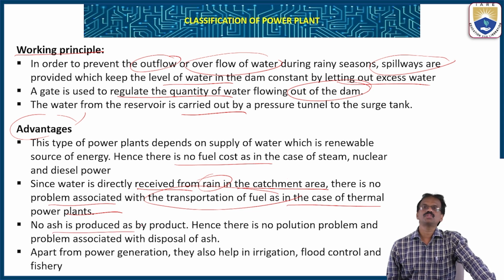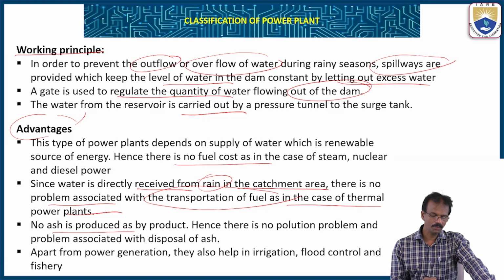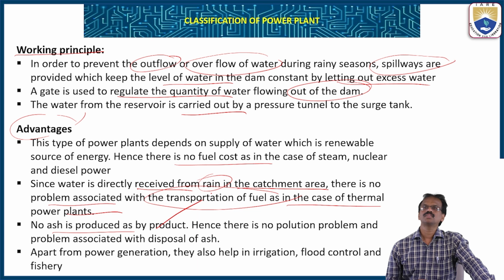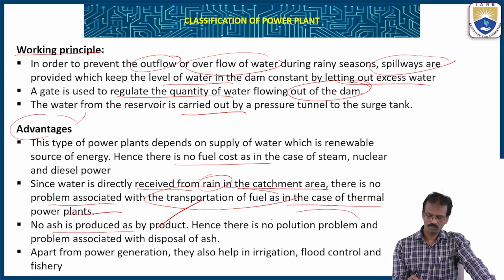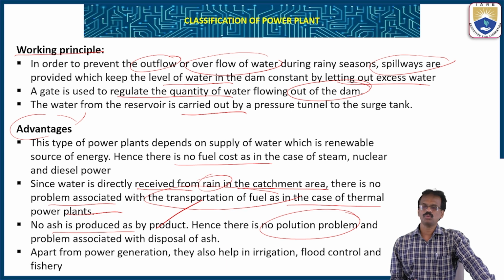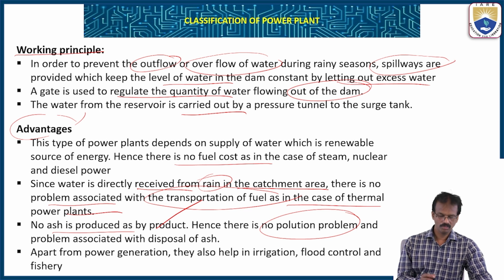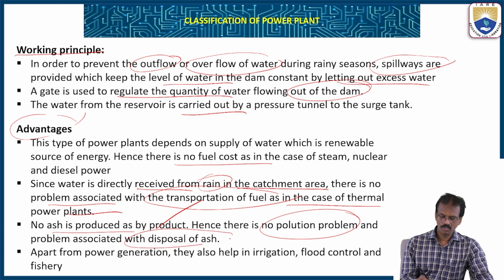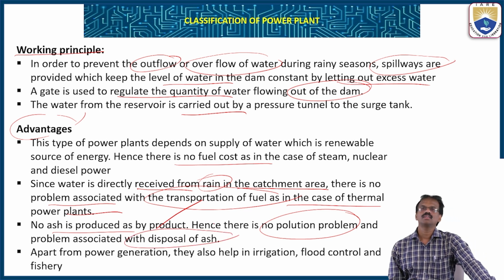Next, no ash is produced because there is no burning of fuel. So there is no ash problem. No ash is produced as a byproduct. Hence, there is no pollution problem, and no problem associated with the disposal of ash, as in thermal power plants.